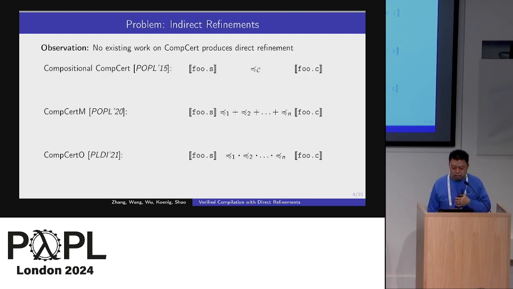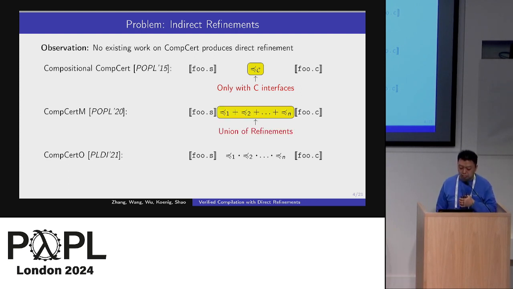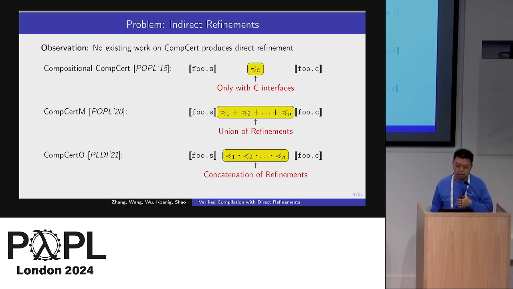But this is not the case for the existing work. In Compositional CompCert, you have a single refinement which uses the C interface, which basically means the assembly semantics is distorted. It needs to interact through C function calls. In CompCertM, the refinement is a union of refinements derived from the compiler passes, and in CompCertO it is a concatenation of refinements. So basically, if the user wants to use this kind of refinement, to a certain extent, they have to know how the compiler is actually implemented.